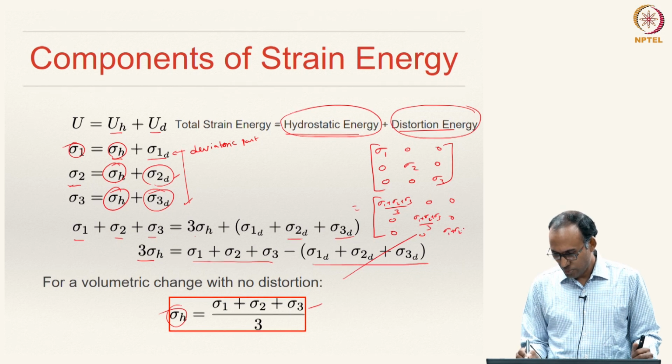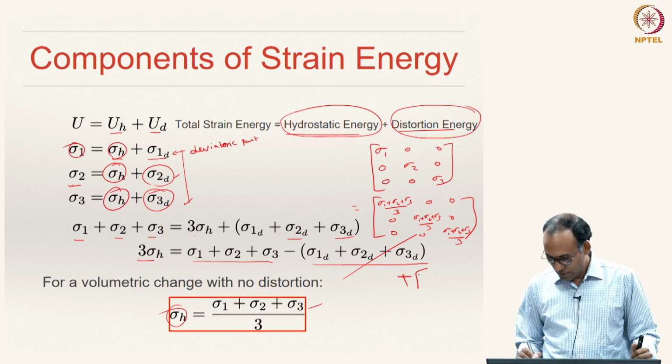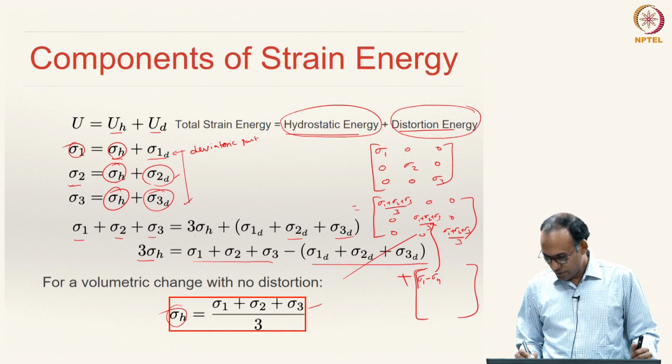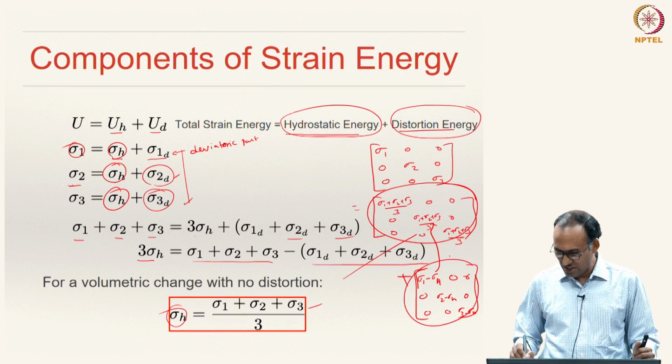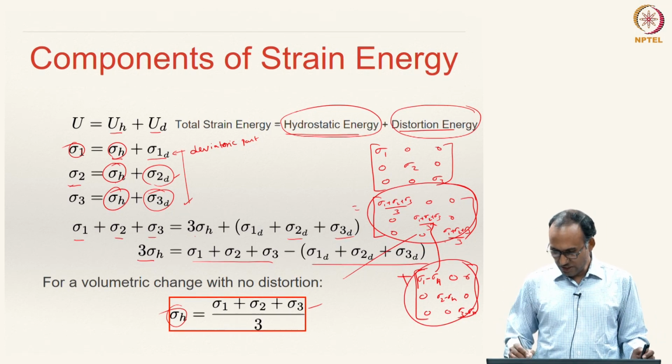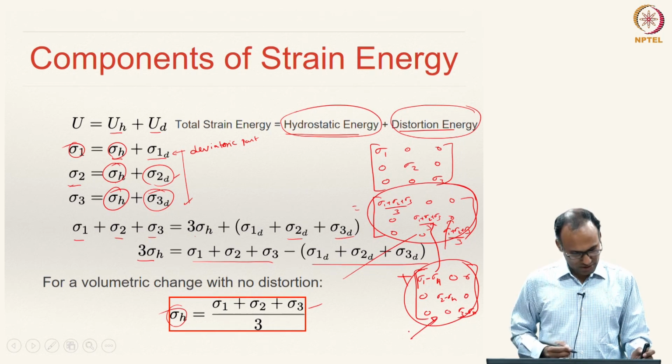Sigma 1 plus sigma 2 plus sigma 3 by 3 plus the deviatoric part, that is sigma 1 minus sigma h. What is sigma h? That is that, right, 0 0 sigma 2 minus sigma h, 0 0 0 sigma 3 minus sigma h, and this is what we call the hydrostatic part of the stress tensor, and this is the deviatoric part of the stress tensor, and this is what is responsible for volume change, and this is responsible for shape change.